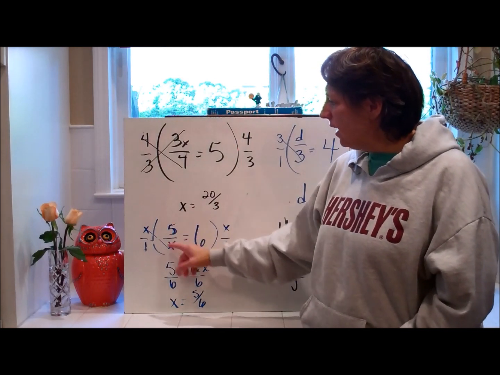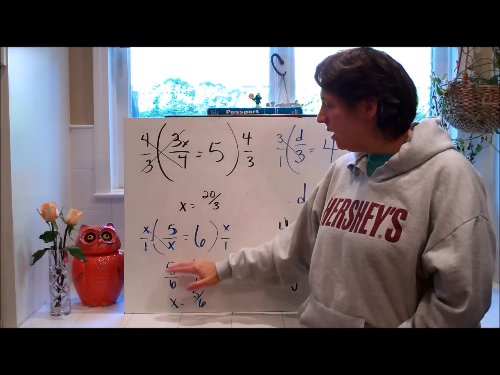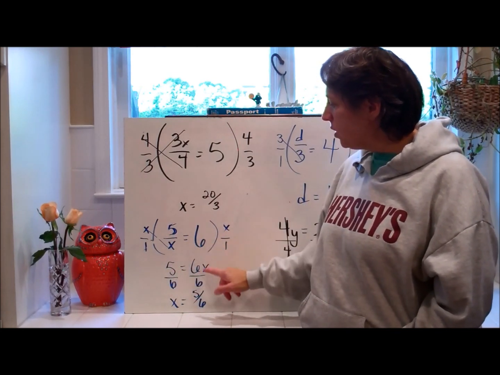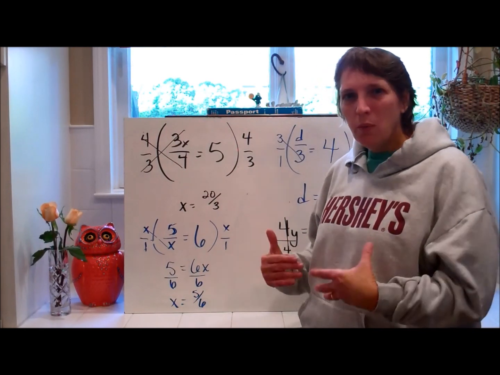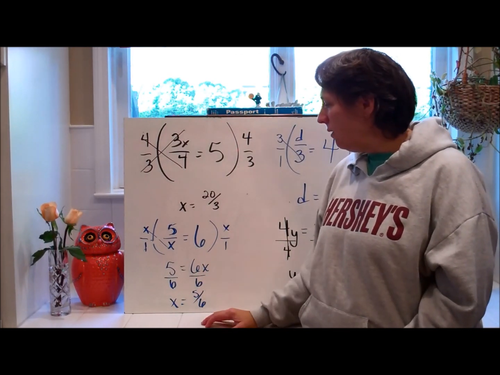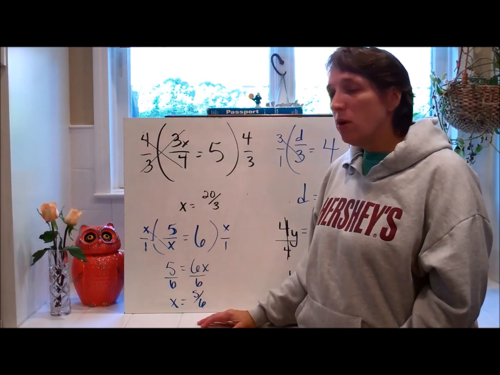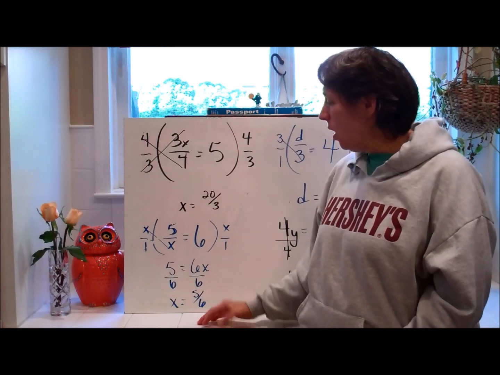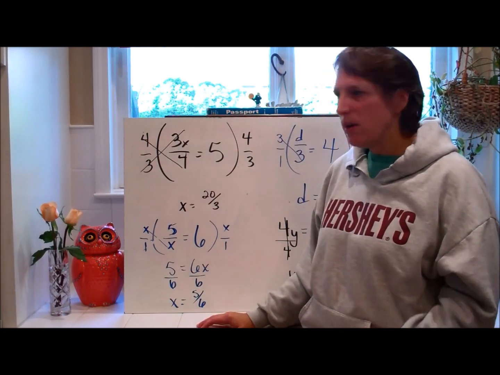So when we do that, the x's cancel on the left side, and we're left with 5. And then we have x over 1, which becomes 6x. Then we go and undo it, because now we have the multiplication going on. So to undo that, we use the division property of equality. We divide both sides by 6, and we get x equals 5/6. That's our answer.